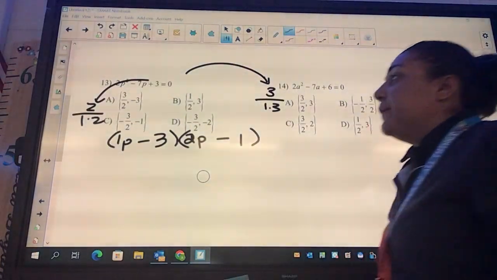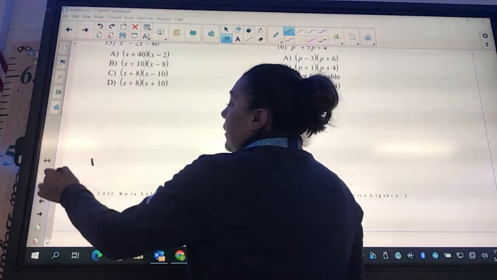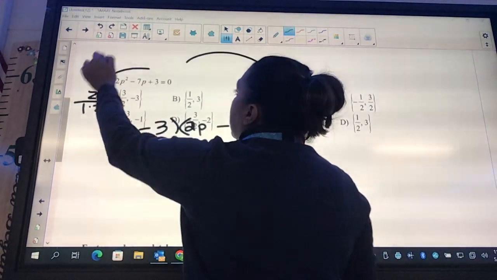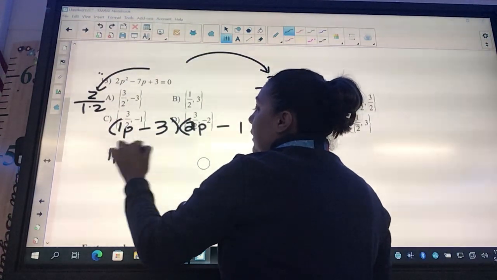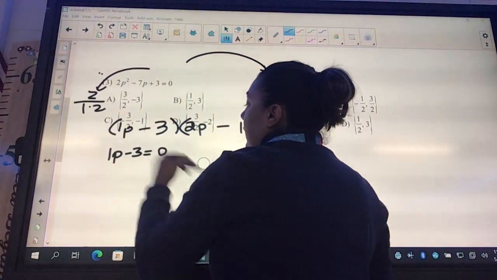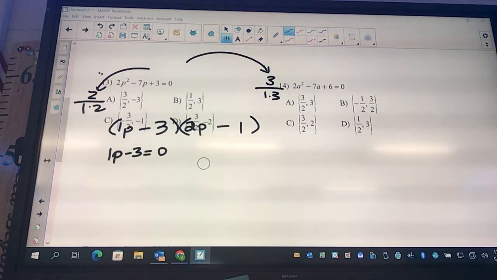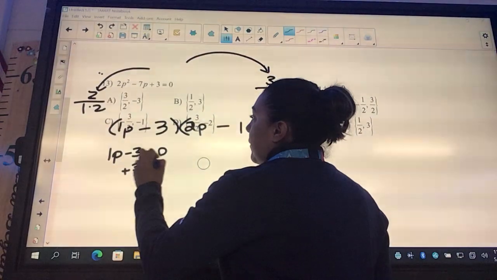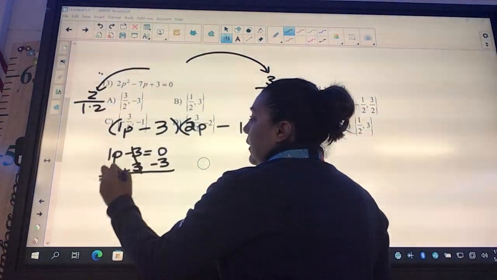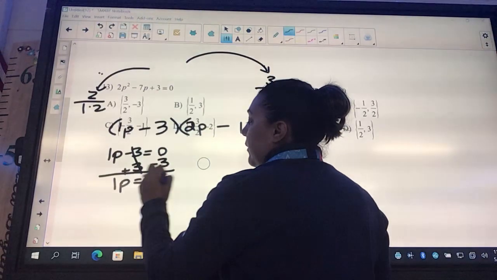Okay, so we set our first one equal to 0. So 1P minus 3 equals 0. So what needs moved first? The minus 3. How do I move that? You add 3. So I got 1P equals 3.